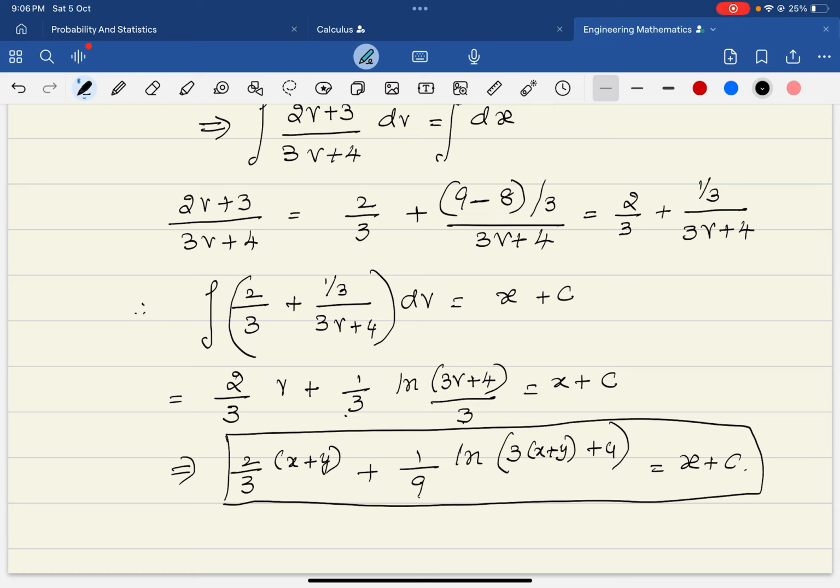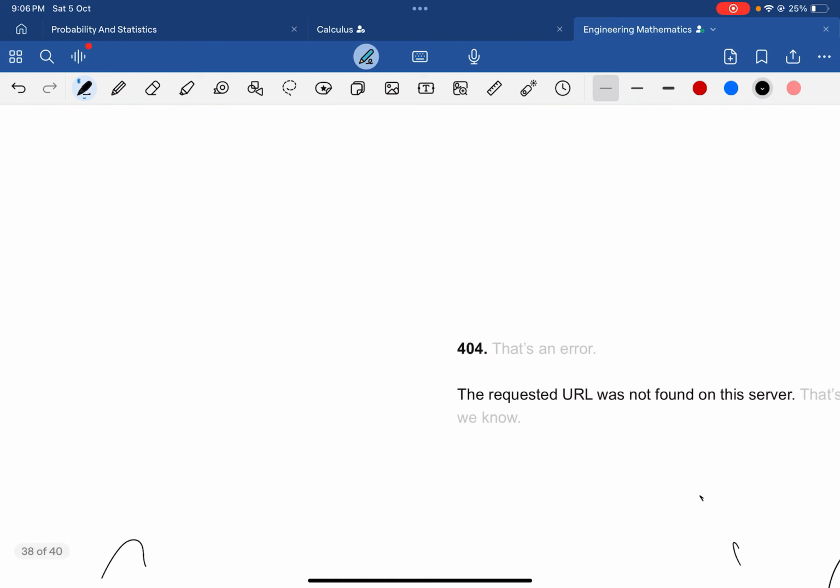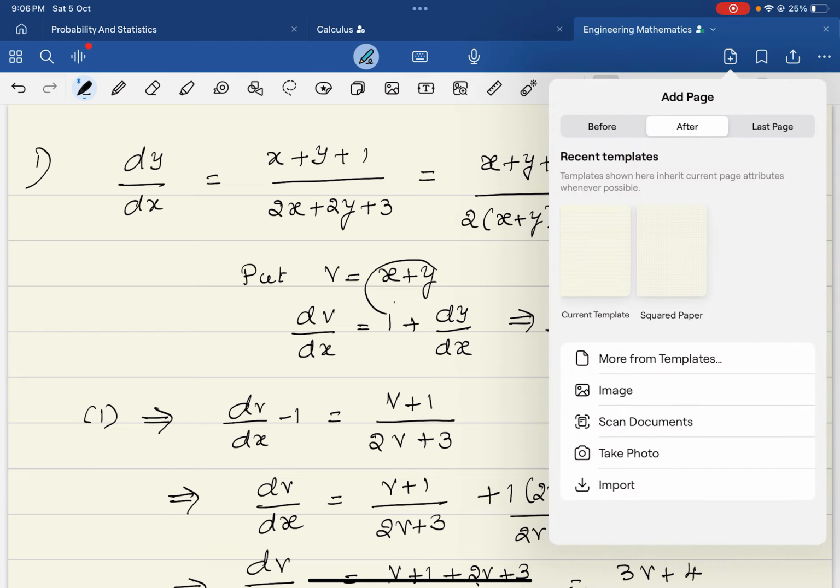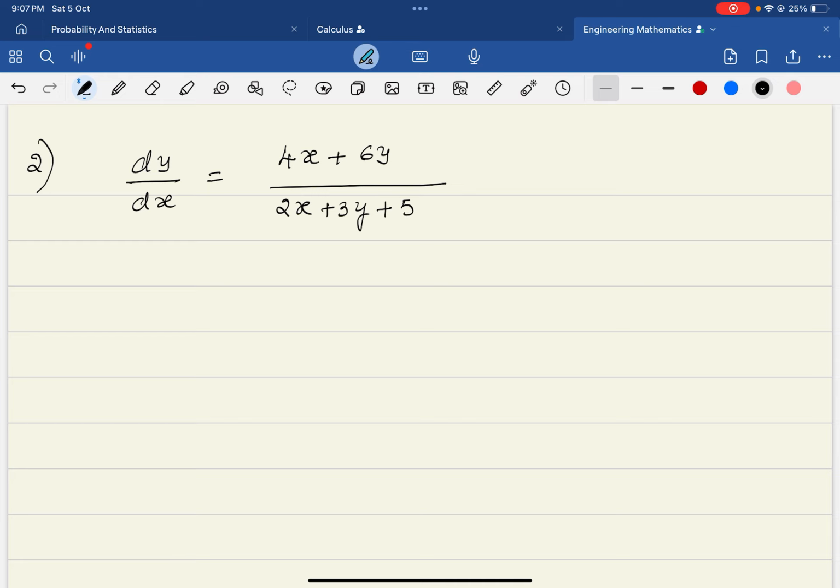This is the way of solving the non-homogeneous differential equation. Now let us solve one more problem to understand the non-homogeneous differential equation solution. Let us say this one. The second one is dy by dx is equal to 4x plus 6y over 2x plus 3y plus 5.